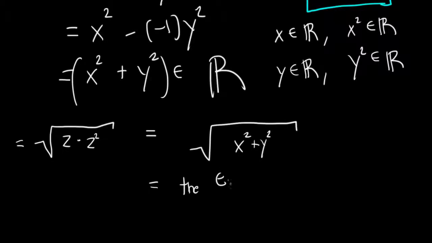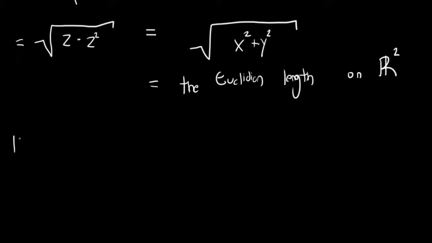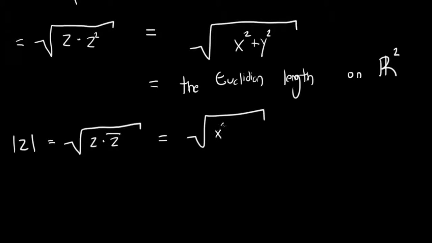the Euclidean length on R squared. And we're actually going to define this as something. We are going to define this over here. So the Euclidean length of z here, we're going to put these two bars around it. And we're going to say that is equal to the square root of z being multiplied by its own conjugate, which would be the square root of x squared plus y squared. And this is going to be a real number.